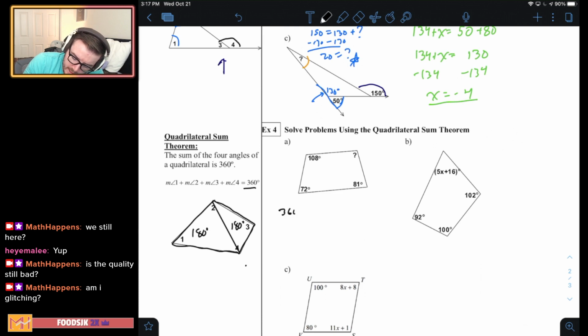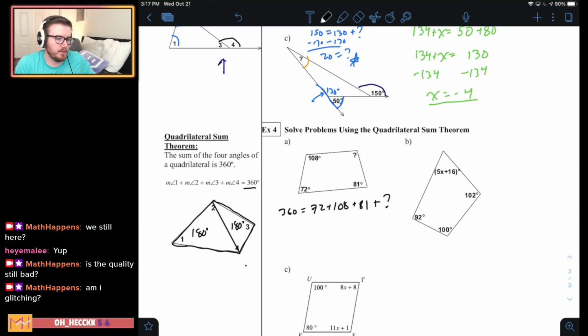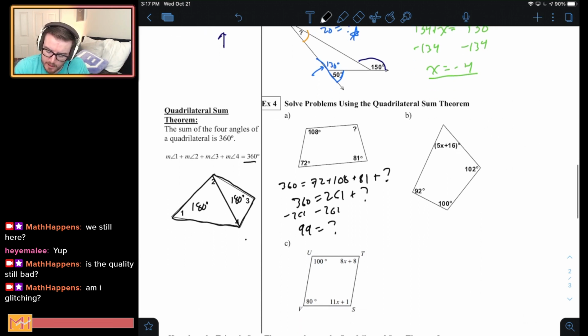So 360 equals 72 plus 108 plus 81 plus question mark. Most of us probably don't even need to write this down. You can just plug it into a calculator and be fine. But I'm going to write it down because whether you're doing it in your head or not, this is the correct math, and we're going to want to make sure we all do it correctly. So 99 equals our question mark there.